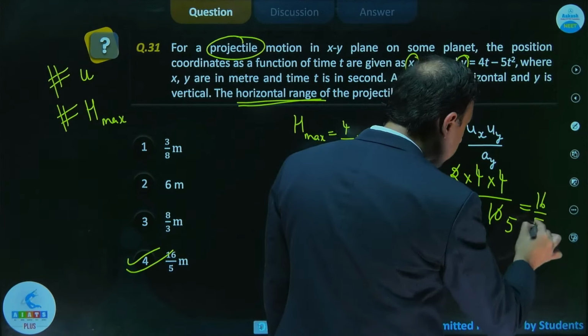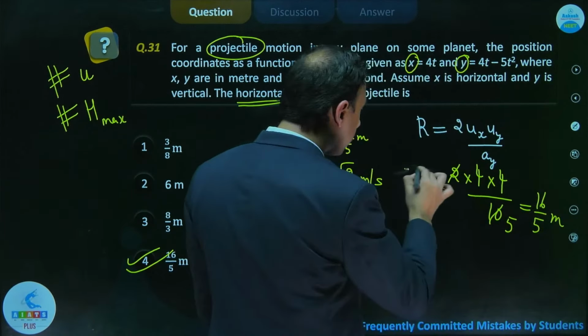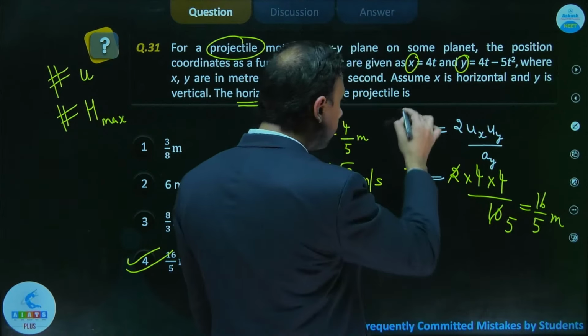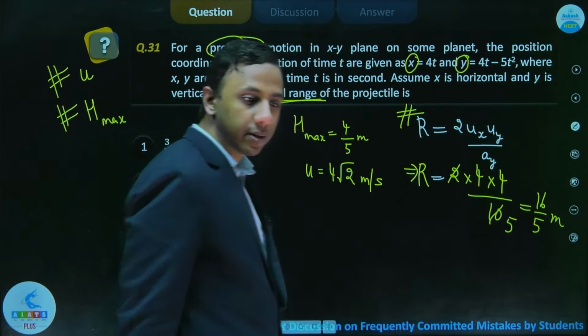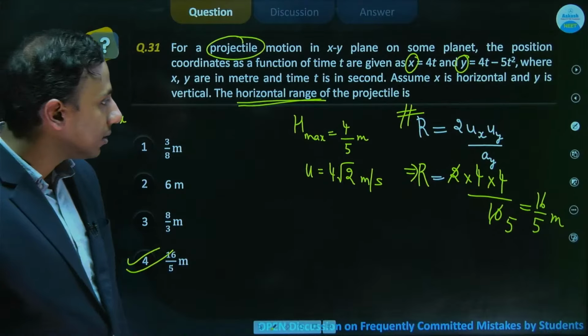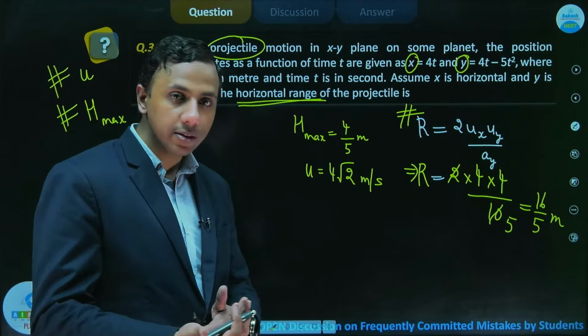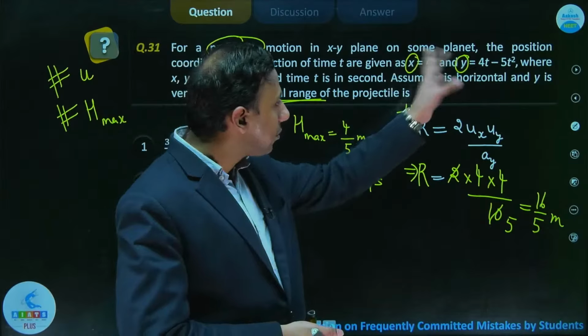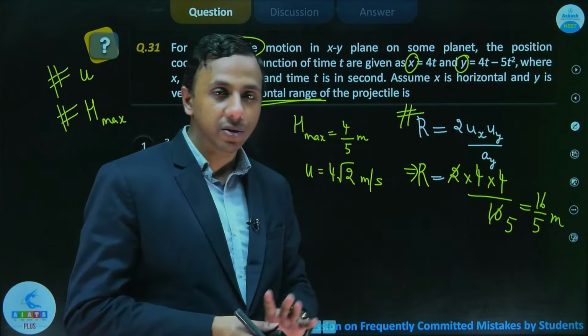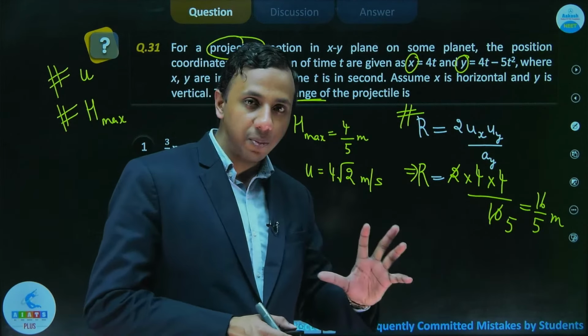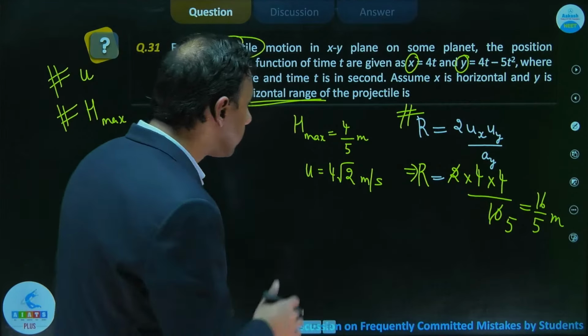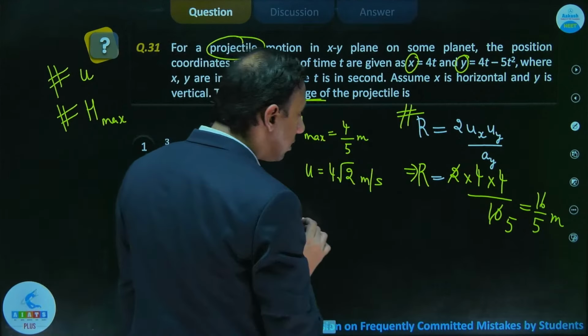Yes, this is coming 16 by 5 meters only. Okay, so this is another method or another formula you can remember. Another way of solving this question, using x and y, you can find the equation of projectile also. Equation of projectile, देखिए, what is the equation of projectile?